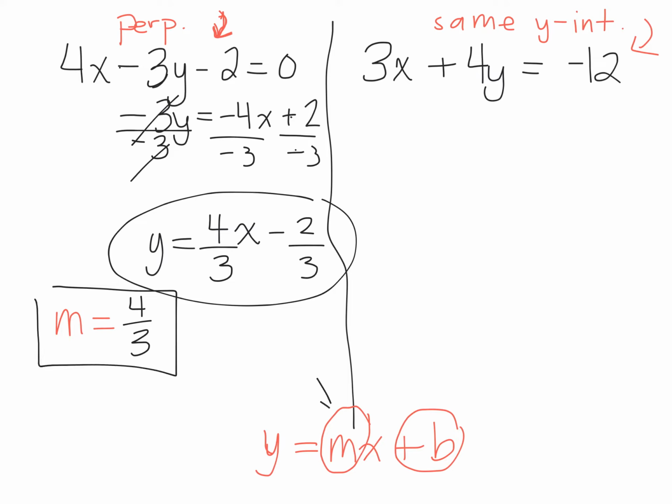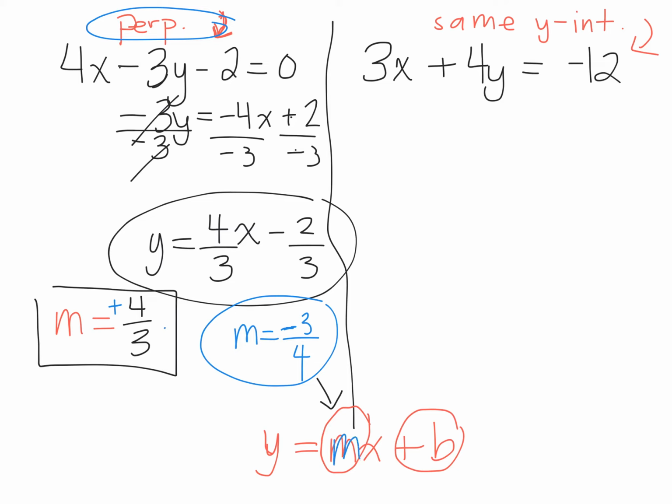So when I write my new equation, what should I write as the slope? If it's perpendicular, what should the new slope be? Good. Negative 3 over 4, why? Because in order for them to be perpendicular, their slopes have to be negative reciprocals. One's positive, the other one's negative, and we write the reciprocal. So we figured out M. Now we have to figure out B in order to write the equation.